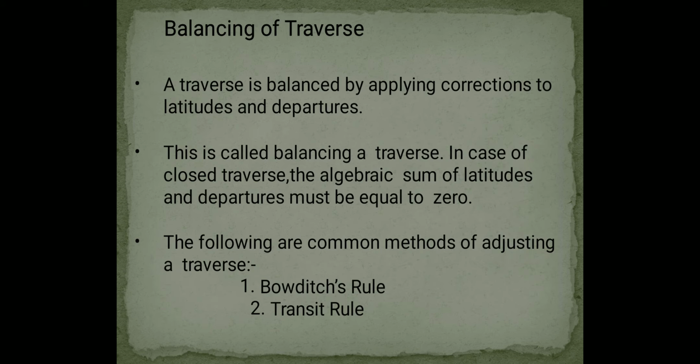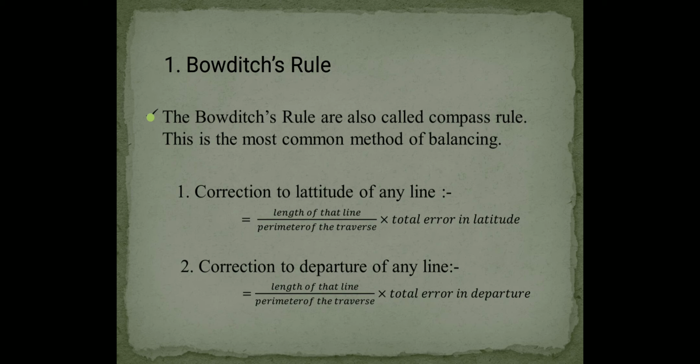Balancing a traverse. A traverse is balanced by applying corrections to latitude and departure. This is called balancing. In the case of a closed traverse, the algebraic sums of latitudes and departures should be 0. The following are the two methods for adjusting: Bowditch rule and transit rule. The Bowditch rule is also called the compass rule. Correction to latitude is the length of that line divided by the perimeter of the traverse, multiplied by the total error in latitude. Similarly, for departure, it is the length of that line divided by the perimeter of the traverse, multiplied by the total error in departure.